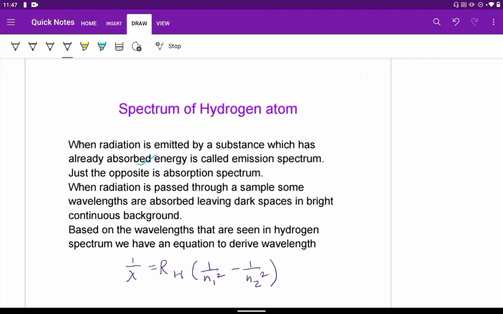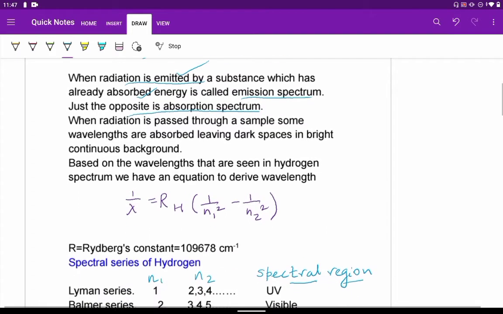Today we will deal with a very important topic of IITJEE Advanced, that is the spectrum of hydrogen atom. Now we know that whenever the electrons absorb energy and then go back to their lower levels, that is the lower energy states, radiation will be emitted. When the electrons of a sample have already absorbed some energy, and after that they drop to the lower levels, they will be emitting radiation. This spectrum is known as emission spectrum. It is just the opposite of absorption spectrum.